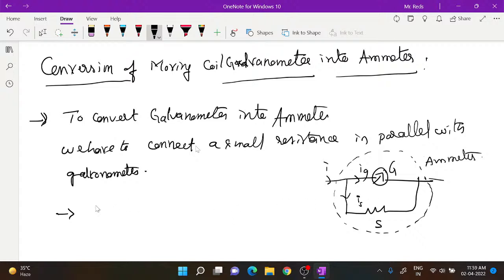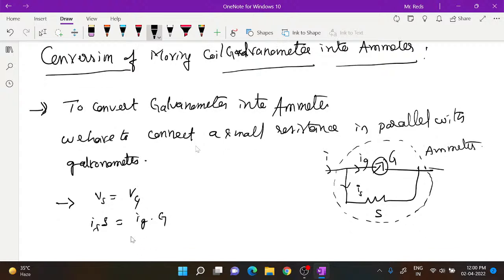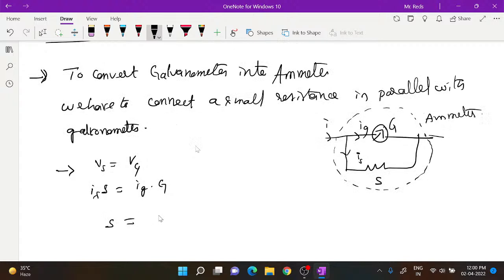So from this you can say potential across shunt resistance is equal to potential across galvanometer. So potential across shunt resistance is V is equal to IR, so Is into S, and potential across galvanometer is Ig into galvanometer resistance G. From this we can say S, the shunt resistance, is equal to Ig into G by Is.